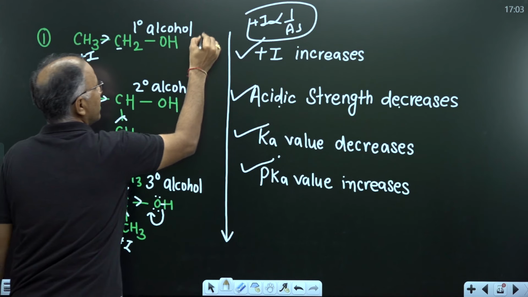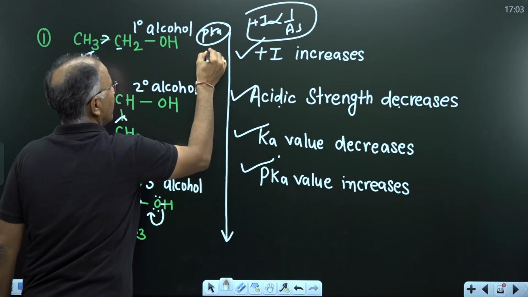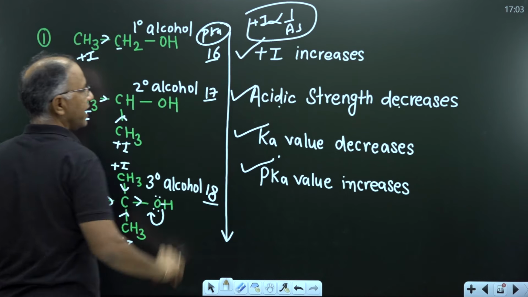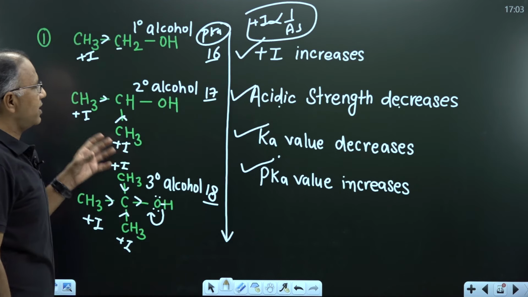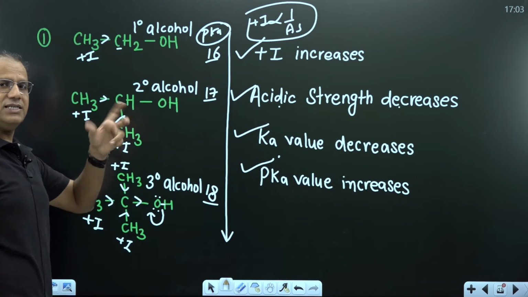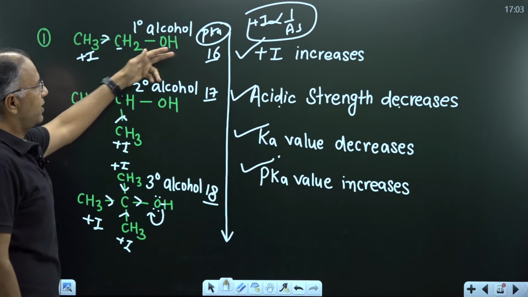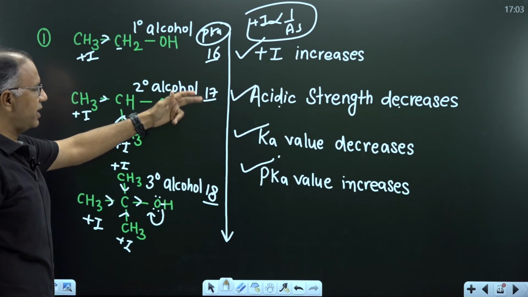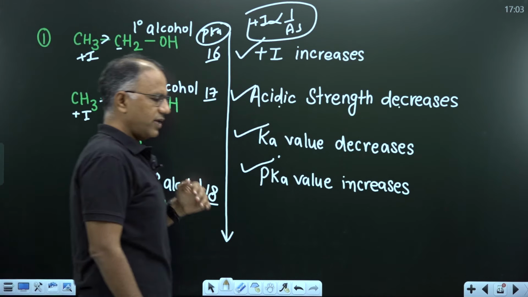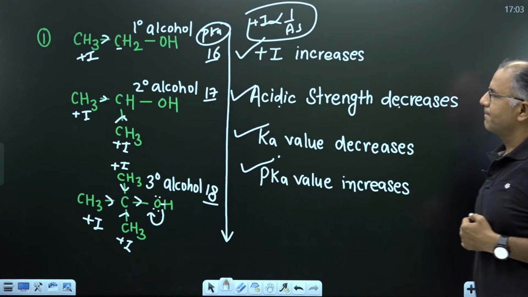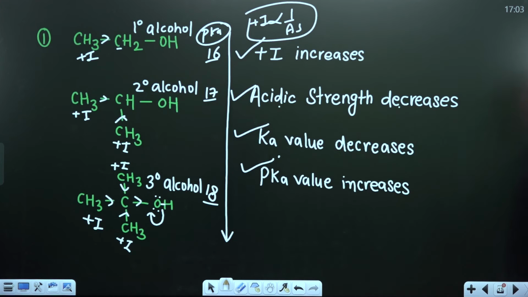Now, let me give you some pKa values. The pKa values of these are 16, 17 and 18. Since inductive is a very weak effect, this doesn't mean the inductive effect will significantly change the acidic strength. There is a slight change in acidic strength because of the weaker effect. The pKa increases from 16 to 17, then increases to 18. If there is a strong effect, there will be more change in the pKa value. So, write this in your notes: plus I increases, acidic strength decreases, Ka decreases, pKa increases.